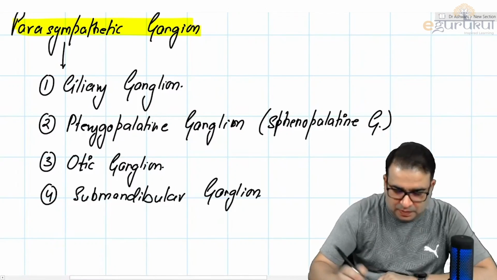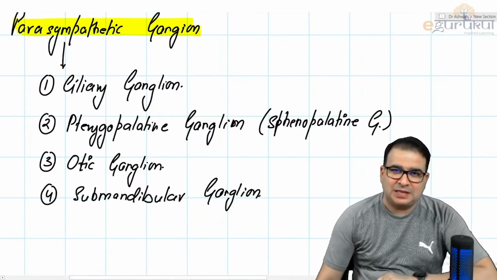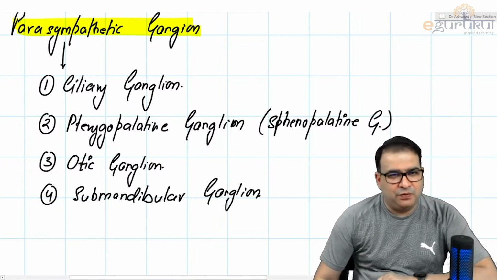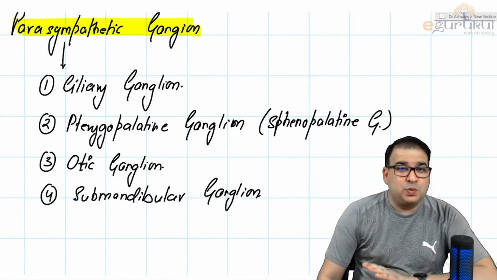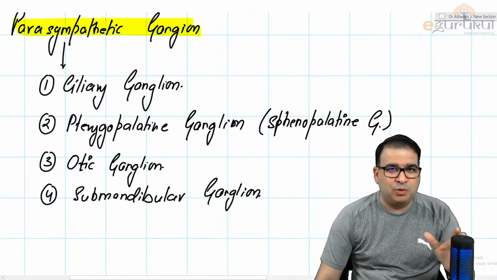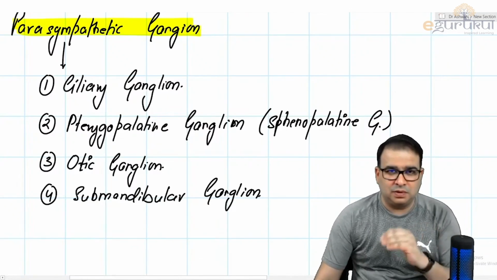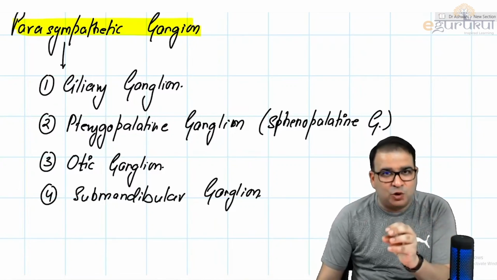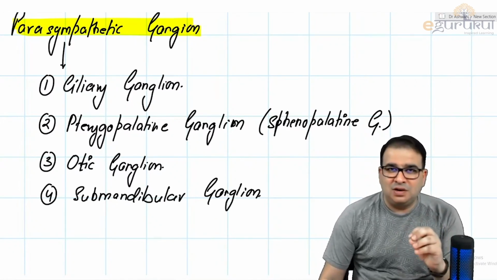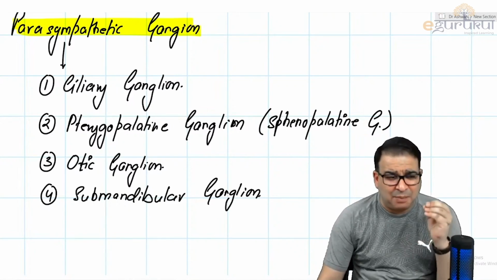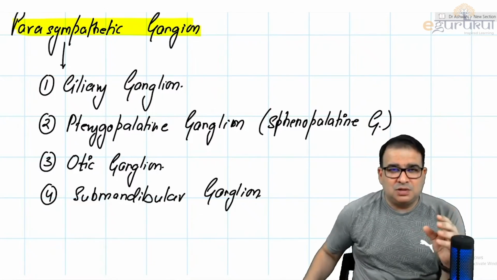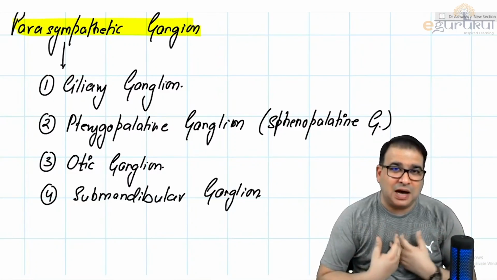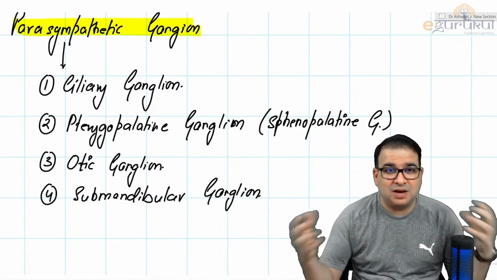And number 4 is the submandibular ganglion. So these are the 4 parasympathetic ganglions we have, and I want all of you to be very well aware of all of them. When you start reading a ganglion individually from the book, if you just read a ganglion only, I can guarantee you will not understand more than 30% of things, because the branches coming out of the ganglion are not only ganglionic branches, they are also branches of some nerves which are connected to the ganglion.